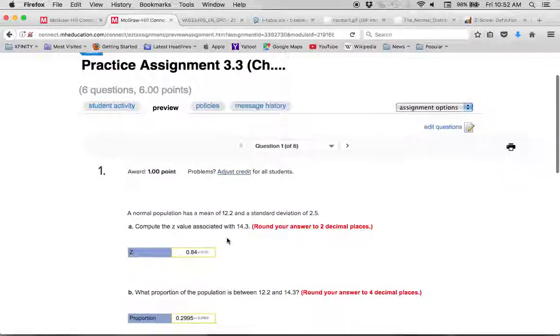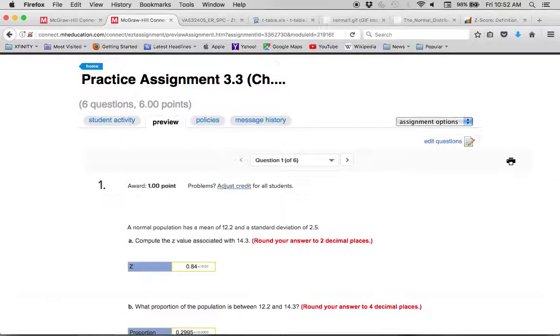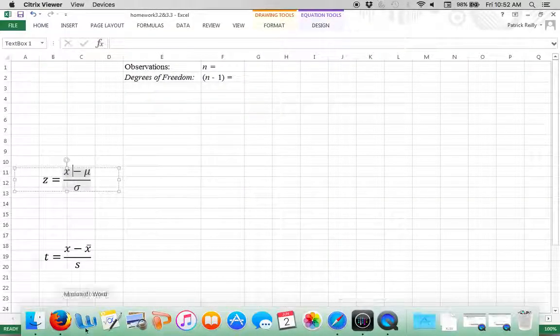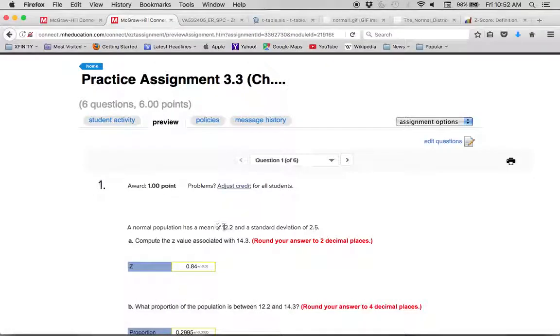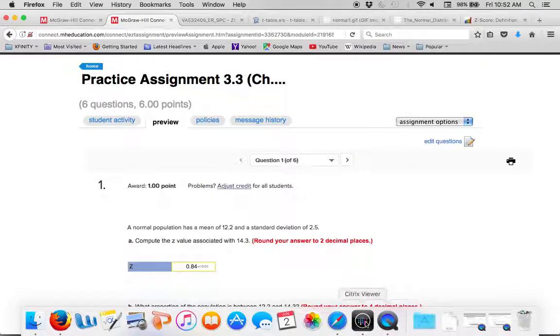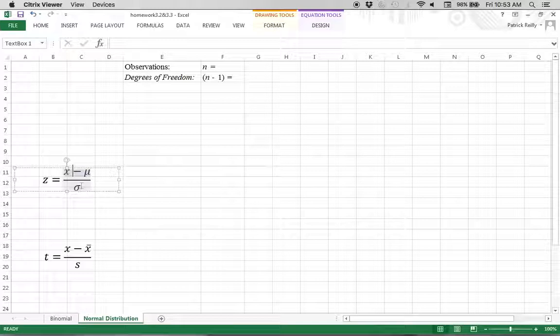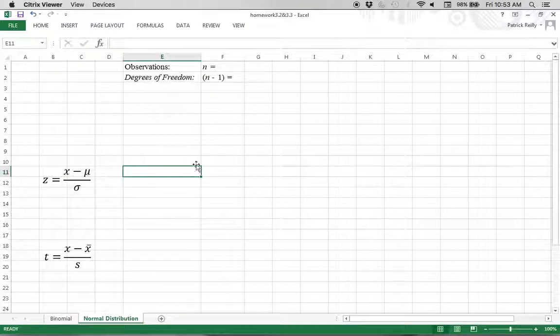So, how do we compute the z-value associated with 14.3? Well, 14.3 is our x, 12.2, the mean, is our mu, and 2.5 is our sigma. Sigma, it's just this little circle with a tail. Mu, it's kind of like a U with a long start there, right? So mu, U, right? You can get that.